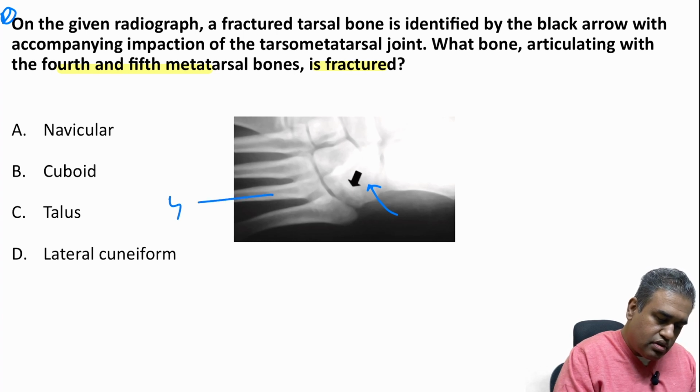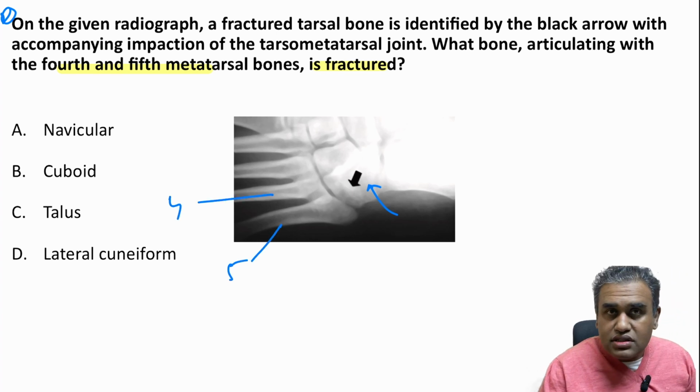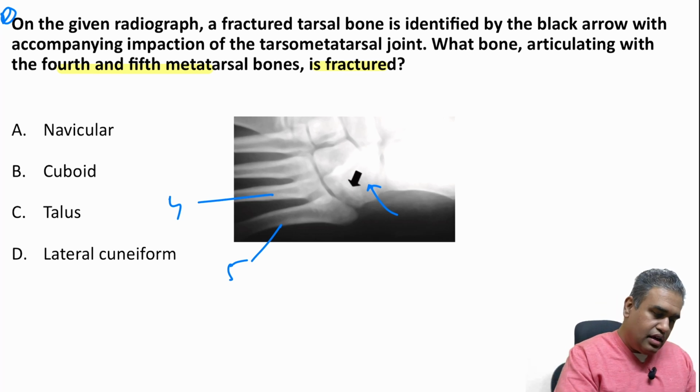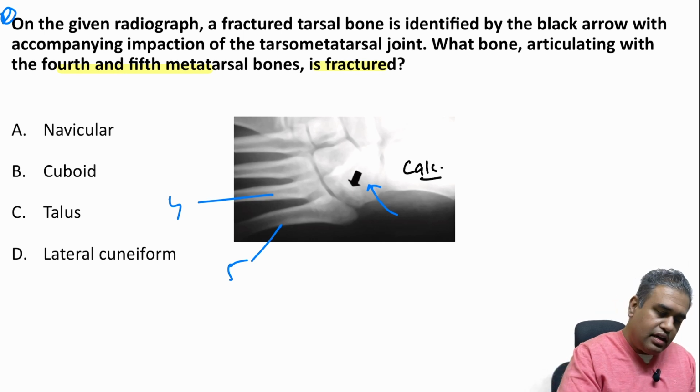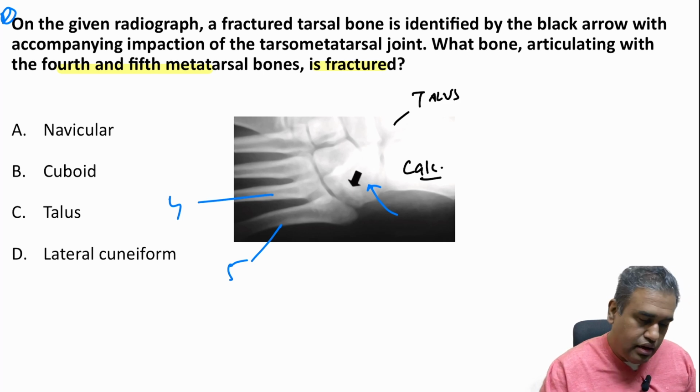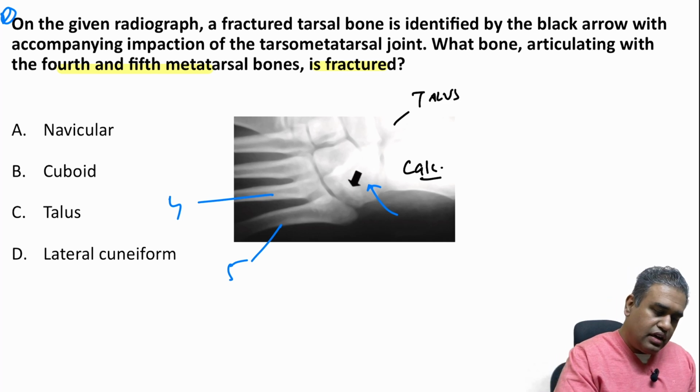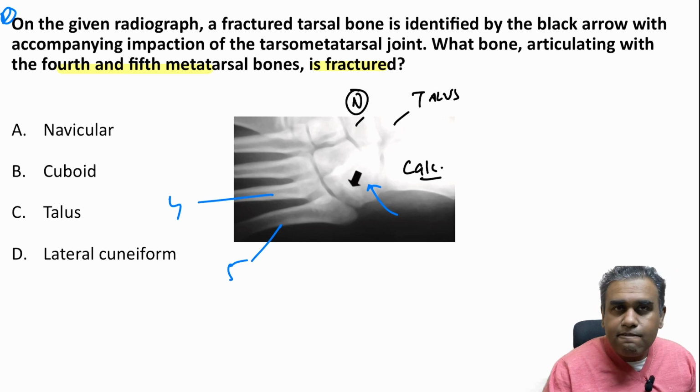So it is the fourth one, this is the fifth one. So it's a tarsal which is located on the lateral aspect. And let me show you the bones over here. This is the calcaneum or calcaneus. Above calcaneus, this part is the talus which articulates with the tibia and fibula forming the ankle. In front of talus, we have this N for navicular.